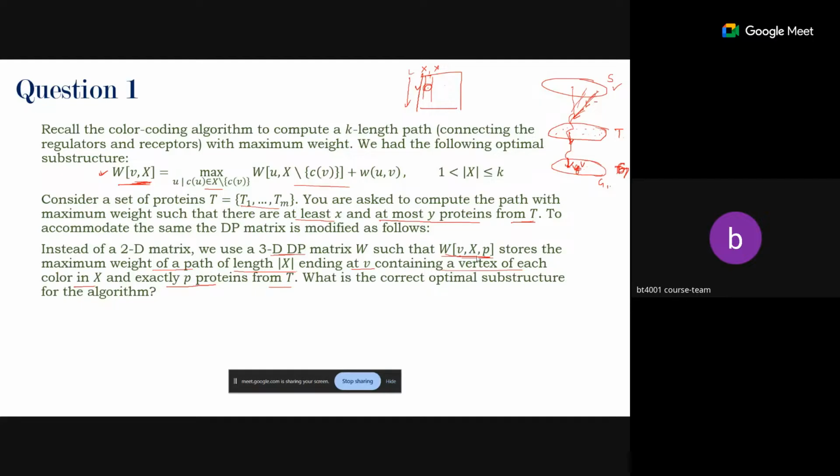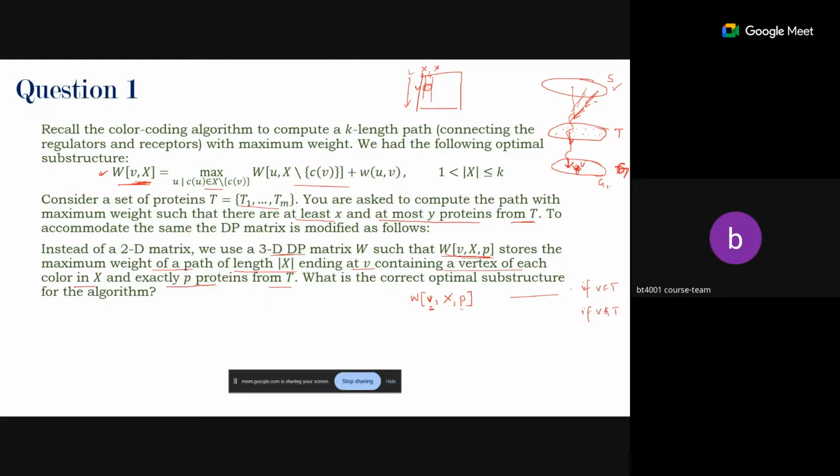So for the solution, we have W equals (V, X, P), and we want to compute this value. What we want to compute is what this value is if I am including some protein. Let's say V is a protein itself. V is in T. If V is in T, then what should be the optimal substructure? And if V is not in T, then what is the optimal substructure? Here we are going through every node, right? So that is why we have to take these two cases.